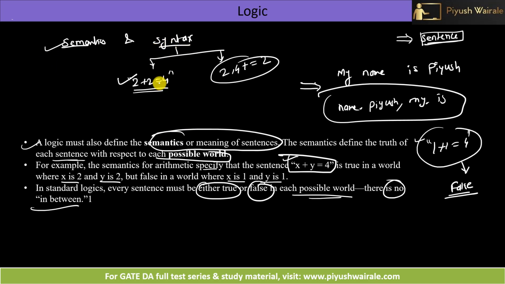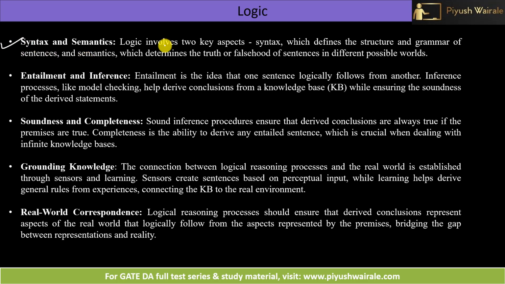Syntax will check whether the particular sentence is grammatically correct or arithmetically correct or not. Semantics will ensure that whatever meaning we want to convey from a particular sentence is correct or not. So semantics defines the truth of a particular sentence. So what are syntax and semantics? Logic involves two key aspects. First one is syntax, which defines the structure and grammar of sentences, and semantics, which determines the truth or falsehood of sentences in different possible worlds.